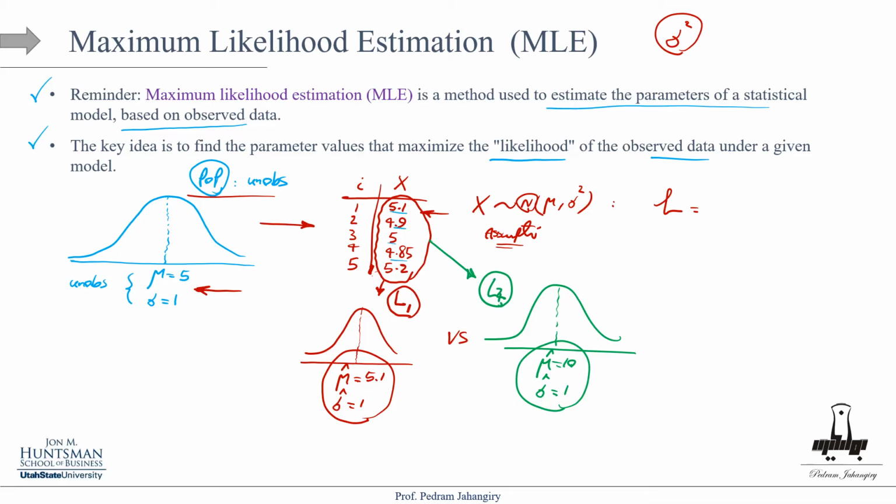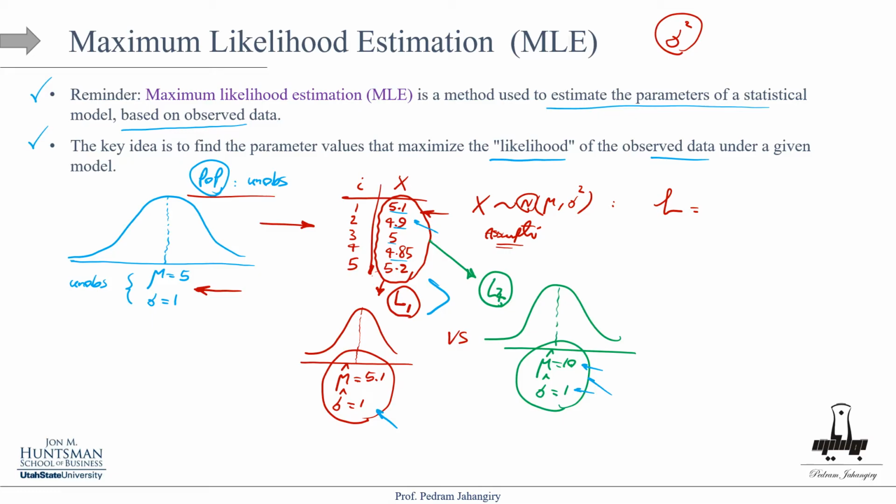So if I assume that mu hat is equal to 5.1 and sigma hat is equal to 1, versus mu hat is equal to 10 and sigma hat is equal to 1, which one has a higher likelihood? L1 is bigger or L2? Imagine L1 is the likelihood of observing these 5 numbers under these parameters versus L2 is observing the same 5 numbers under these parameters. Which one is a bigger number, L1 or L2? Yes, so L1 has a higher likelihood.